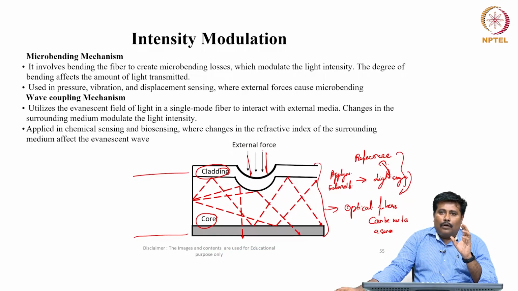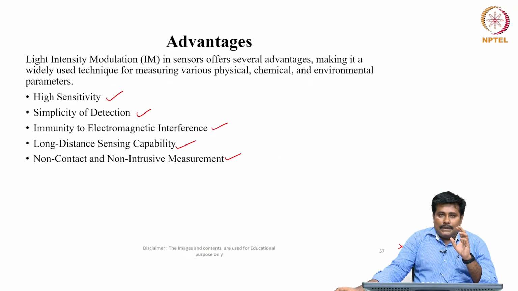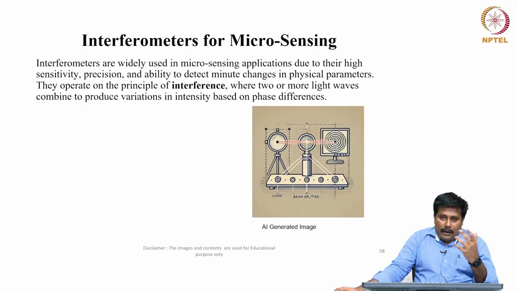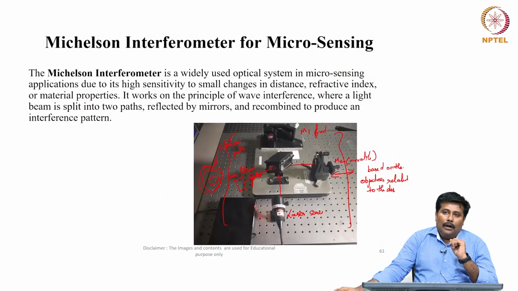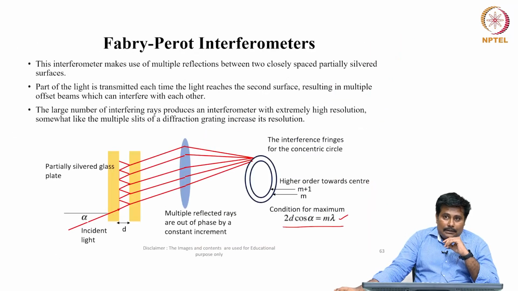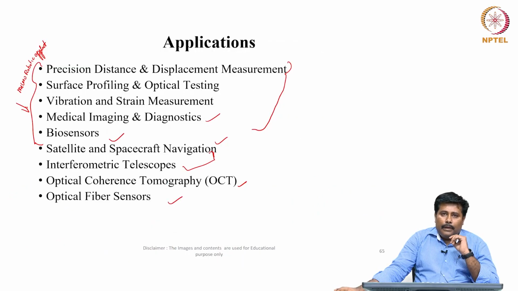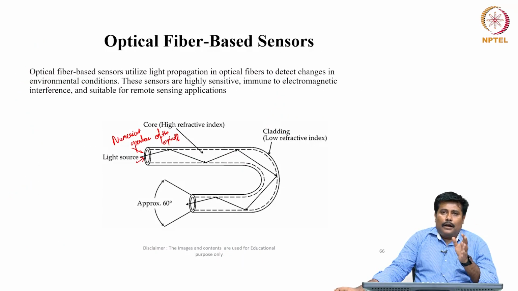We had a discussion about optical fiber sensor configurations, and how interferometers are used for micro sensing. Different types of interferometers include the Michelson interferometer, the Mach Zehnder interferometer, and the Fabry-Perot interferometer. This is the overall construction of a Michelson interferometer and how these are effectively deployed for different applications.